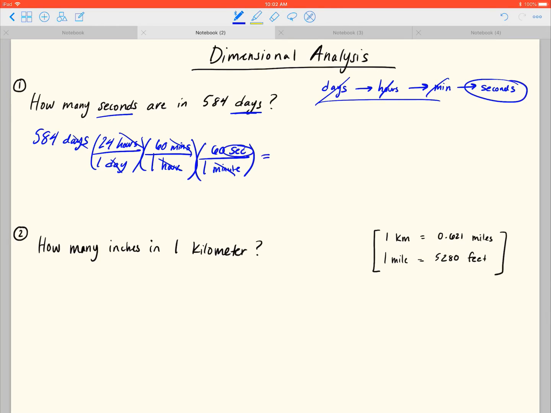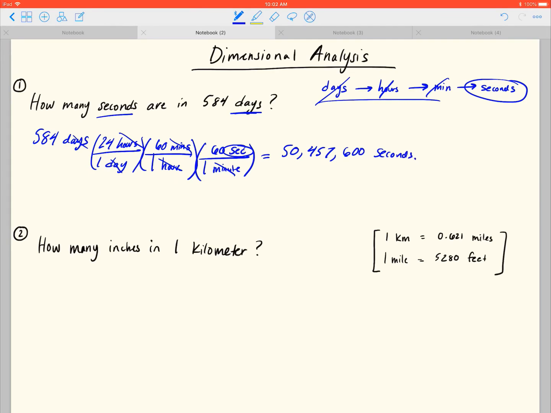And once this has been set up, you just multiply straight across. You do 584 times 24 in the calculator, and you multiply that answer by 60, and then you multiply that answer by 60 again. And that gives us a total of 50,457,600 seconds, which is quite a bit.